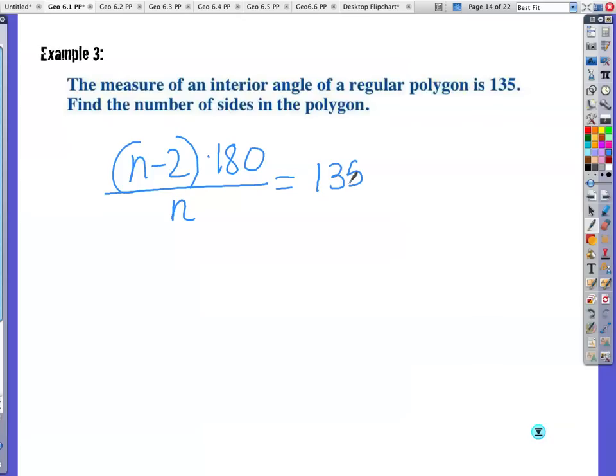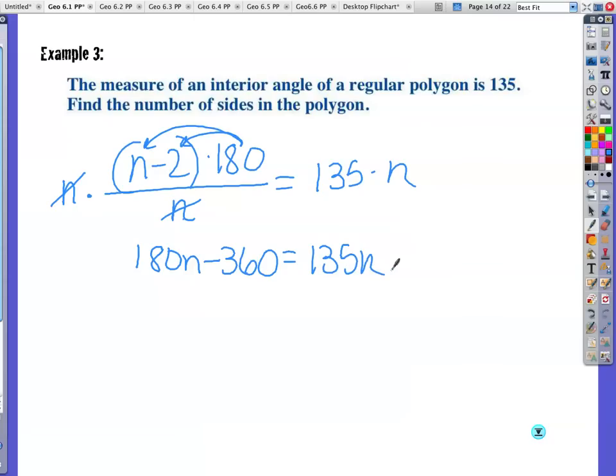Okay, nobody likes fractions. Nobody likes having that n in the denominator. So what I'm going to do is take this side times n and take this side times n. Now we've had this before, and I've had kids who keep trying to multiply all of this stuff by n. But this n here cancels with this n. They're gone. And I'm also going to distribute 180 times everything. So I've got 180n minus 360 equals 135n.